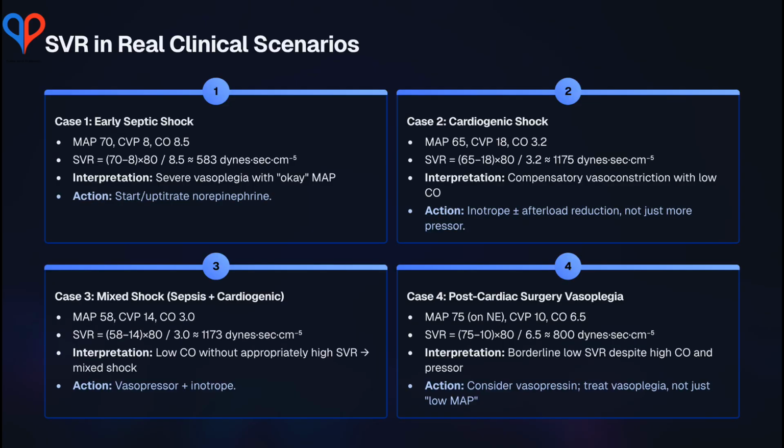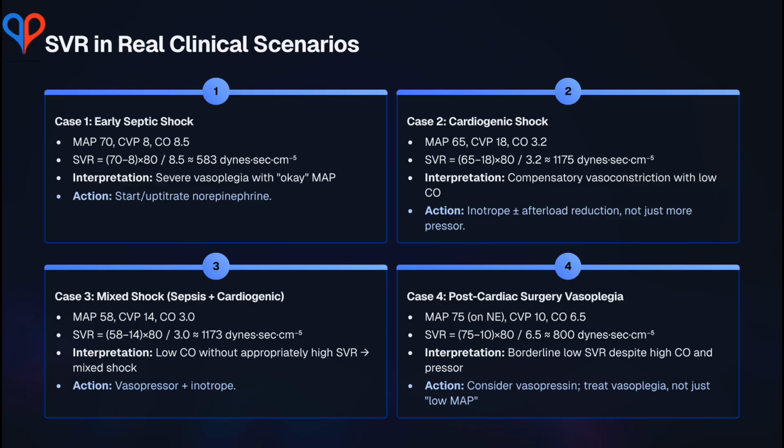Bedside cases anchor the numbers in reality. In early septic shock, a MAP of 70 with a cardiac output of 8.5 liters per minute and CVP of 8 millimeters of mercury yields an SVR of about 583 dynes per second per centimeter to the power of -5, revealing severe vasoplegia despite an acceptable MAP. In cardiogenic shock with a MAP of 65, CVP 18, and CO 3.2 liters per minute, SVR is around 1175, showing a compensatory vasoconstriction response.